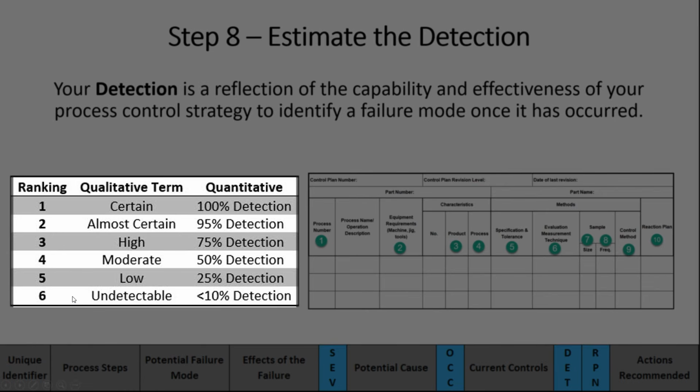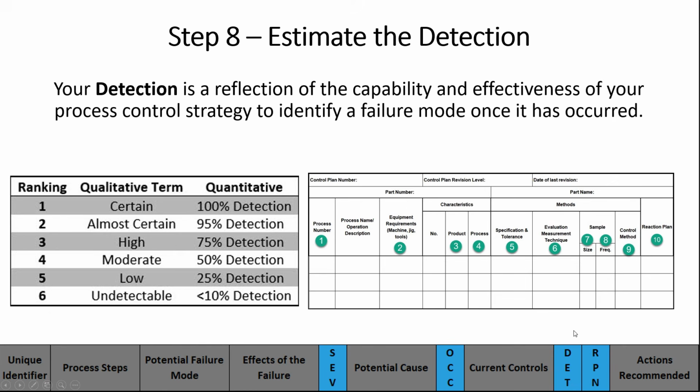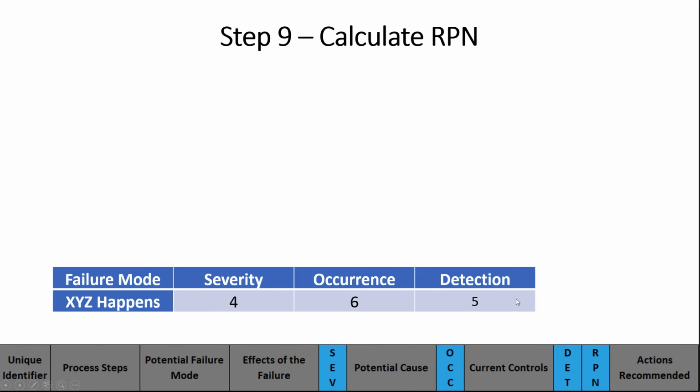Now remember, when you improve detectability, your ranking goes from like a 6 to a 5 to a 4 because you're essentially getting better at detecting that failure mode. And again, that's the last assessment that we make on a failure mode. And now we're ready to calculate RPN.